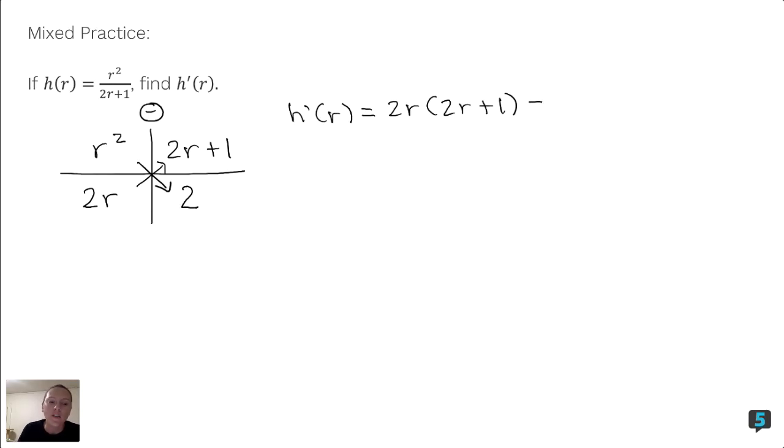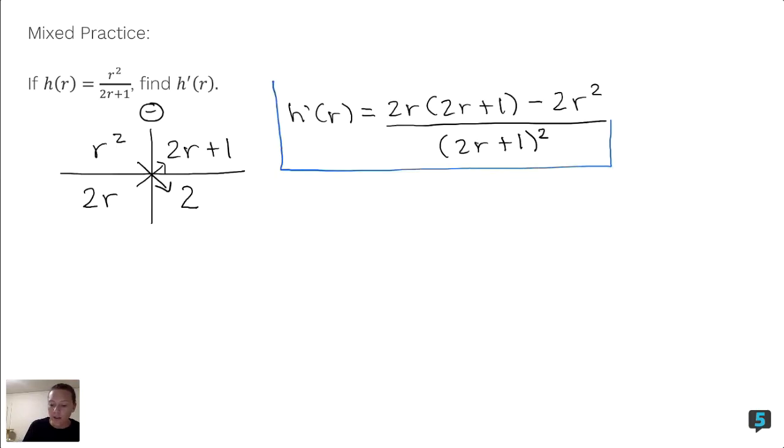Now, if I'm thinking ahead on this one a little bit, I would probably just write 2r squared, since that derivative in the bottom right was just a number 2. We can write it as that coefficient times r squared. All over that original denominator squared, so 2r plus 1 quantity squared. This is one of those examples where we have the derivative. Maybe it doesn't look so pretty, but it's correct. If we were to actually work through simplifying this one, you would find that there's actually some pretty nice simplification that happens.